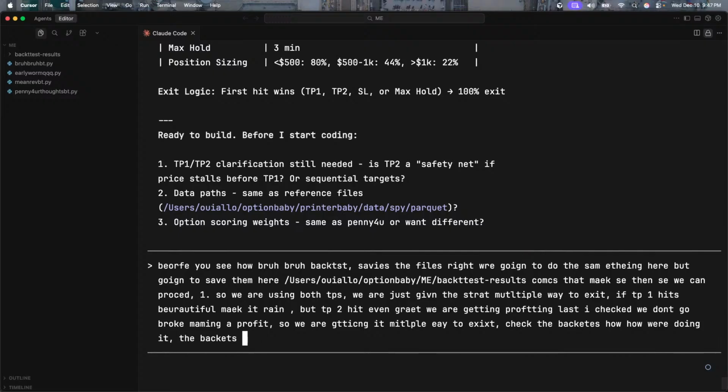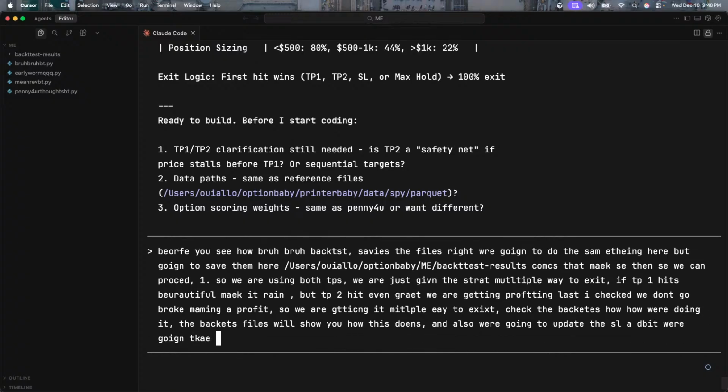The backtest files will show you how this is done. And also, we are going to update the SL a bit. We're going to take the ATR adaptation from mini revert BT and use it for our algo strat. Make sense? Lay it out before we proceed.